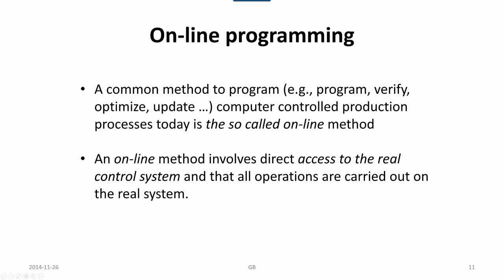So online programming is a common method to program computer-controlled production processes today, and that is the online method, so to say. An online method involves direct access to the real control system, and that all operations are carried out on the real system. The real system is actually both the control system and the robot and all the peripherals connected to the robot, with some limitations.